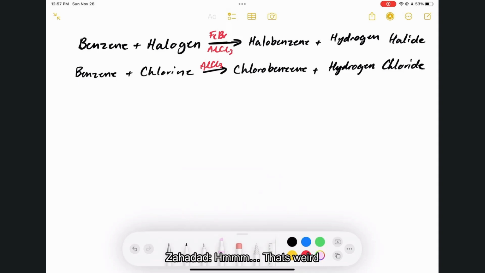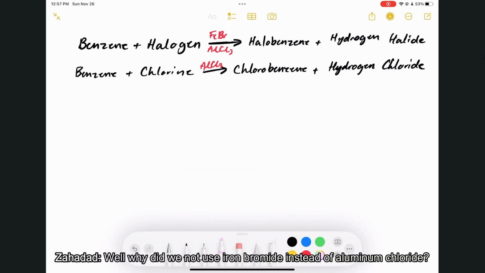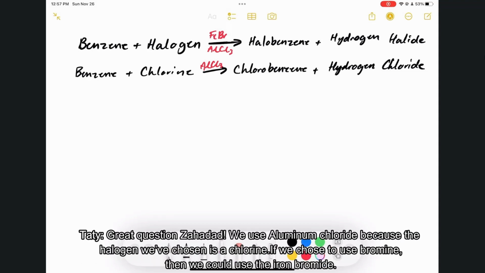That's weird. Why, Jahadat? Well, why don't we use iron bromide instead of aluminum chloride? Great question, Jahadat. We use aluminum chloride because the halogen we've chosen is chlorine. If we chose to use bromine, then we could use the iron bromide.